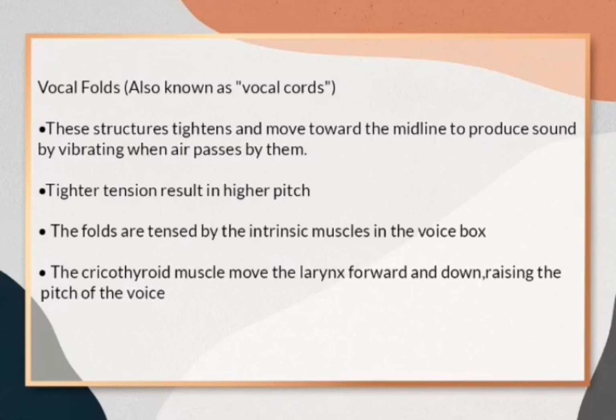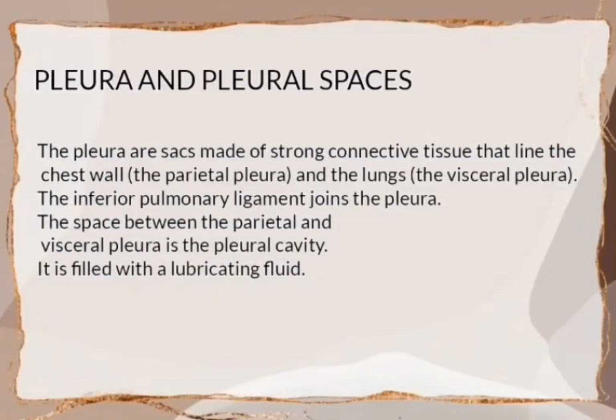Pleura and pleural spaces. The pleura are sacs made of strong connective tissue that line the chest wall, the parietal pleura, and the lungs, the visceral pleura. The inferior pulmonary ligament joins the pleura. The space between the parietal and visceral pleura is the pleural cavity. It is filled with a lubricating fluid.